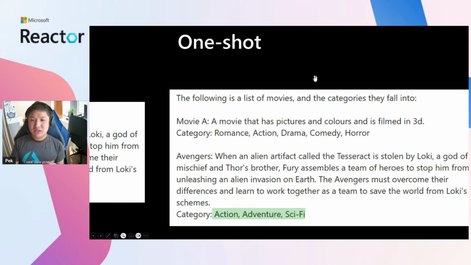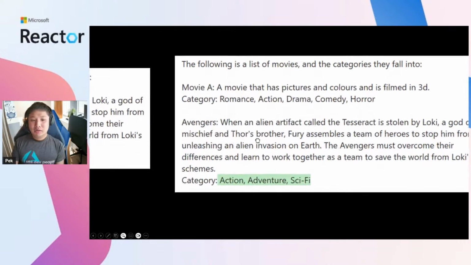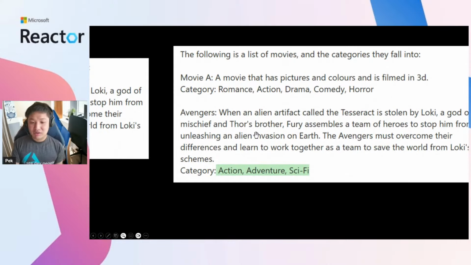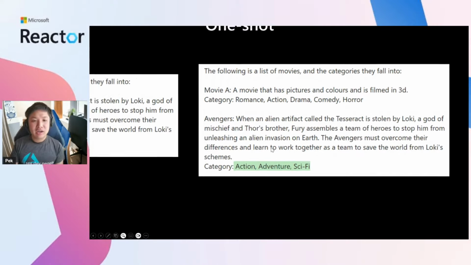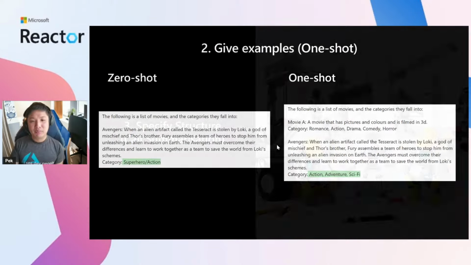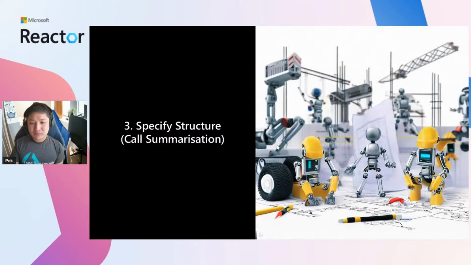Once I've given this as an example, the next thing I'm going to do is paste the exact same synopsis, and the instructions that we've given are exactly the same. But now you see that the behavior has changed a little bit, because it has seen this example when I said romance, action, drama, comedy, horror. Now, when I'm asking you to predict the category, rather than saying superhero slash action, I'm going to get action, adventure, sci-fi. Exactly in the format that I want you to follow. So giving it examples will allow the models to really give you exactly what you want.